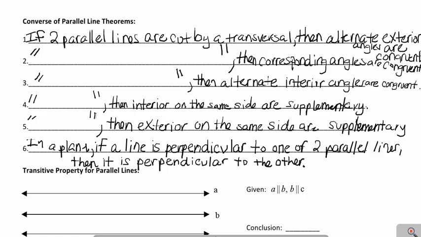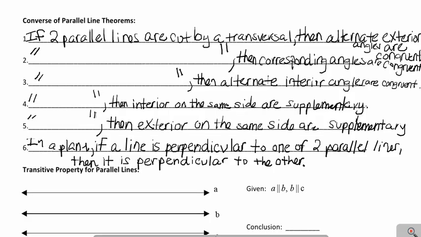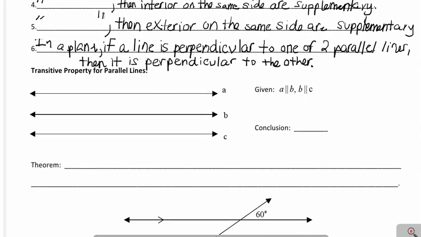So when would you use the converse of the parallel line theorems? Anytime you are given that two lines are parallel in your givens. If that is given, then you should be looking for angles, trying to prove either that they are congruent or supplementary or perpendicular. So that's when you're going to use these converse of the theorems. And you'll see an example in the next video.